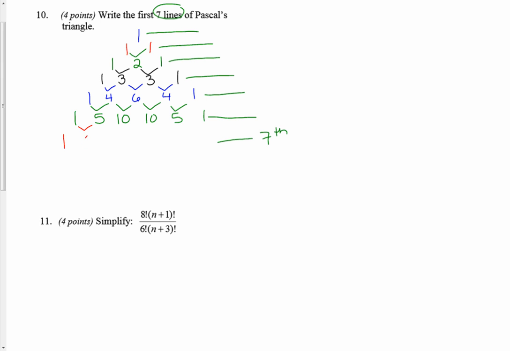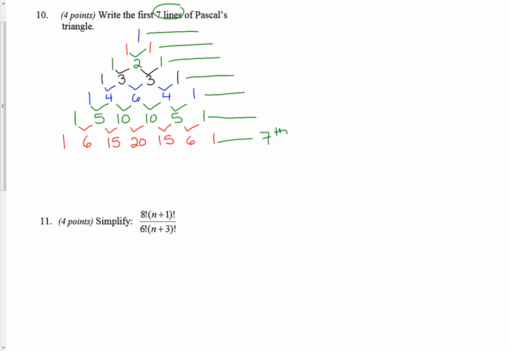1 plus 5 is 6. 5 plus 10 is 15. 10 plus 10 is 20. 10 plus 5 is 15 again. 5 plus 1 is 6, and I end with a 1. So this is the 7th row of Pascal's triangle.